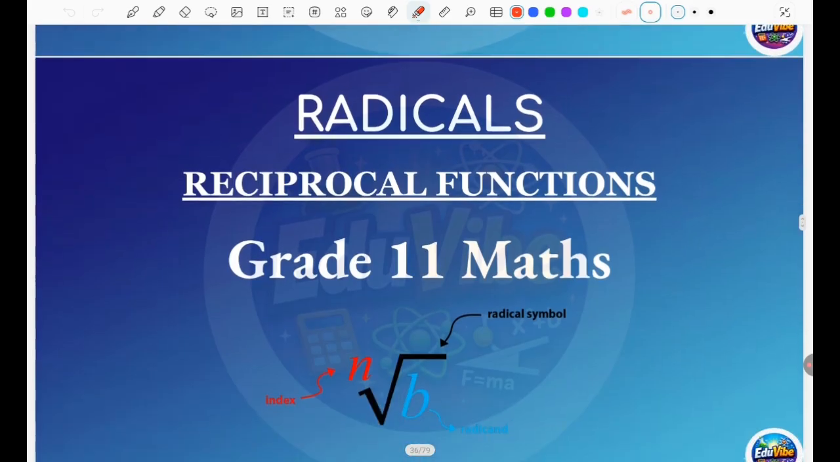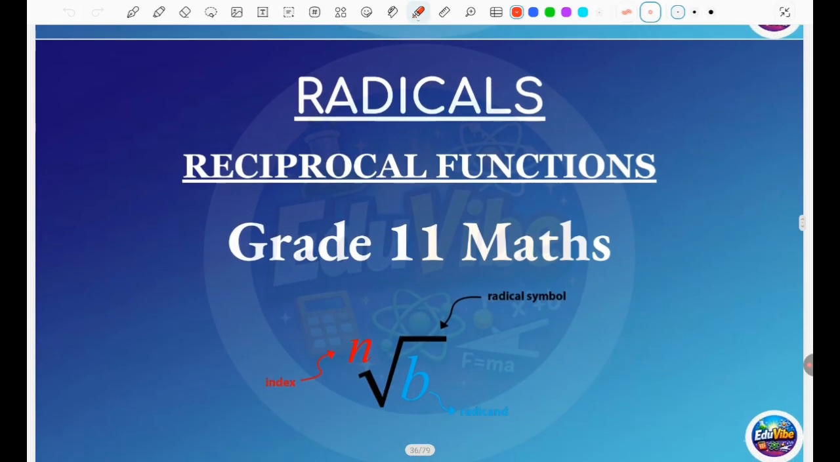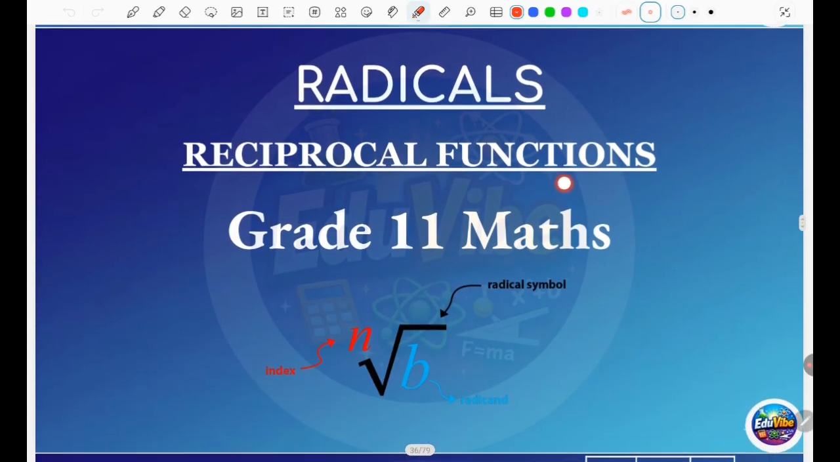In today's lesson, we are completing the radicals topic with the last topic, which is the reciprocal functions. You know the reciprocal: if you have 1 by 2, its reciprocal is 2. That's a simple thing you have to know, but our main focus is the graphs of these. How can we make the graph of any function if it's a reciprocal? So our main focus is the reciprocal functions.